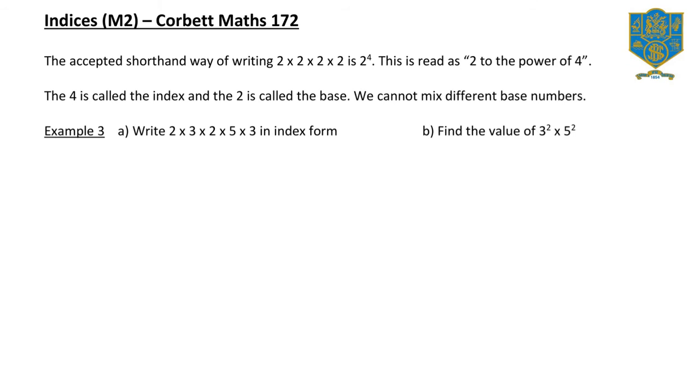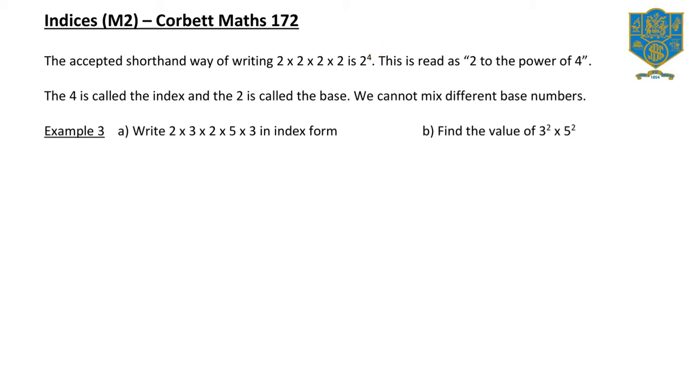In this video we're going to look at indices, HCF and LCM. So the accepted shorthand of writing 2 times 2 times 2 times 2 is 2 to the power of 4. We can see that because there are 4 2's being multiplied together. The 4 is called the index or the power, and the 2 is called the base.